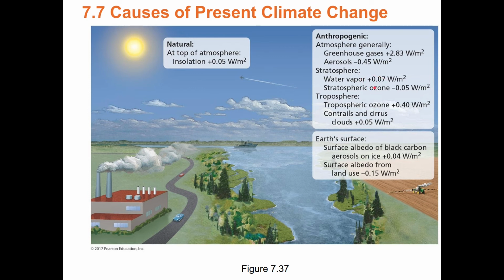More water vapor, 0.07 watts. Tropospheric ozone, 0.4 watts. Clouds, contrails, 0.5. Black carbon on top of ice, warming. And then there's some negative factors like aerosols. Air pollution, almost half a watt of cooling because of aerosols. But if you put everything together, the overall trend is humans are warming the planet.